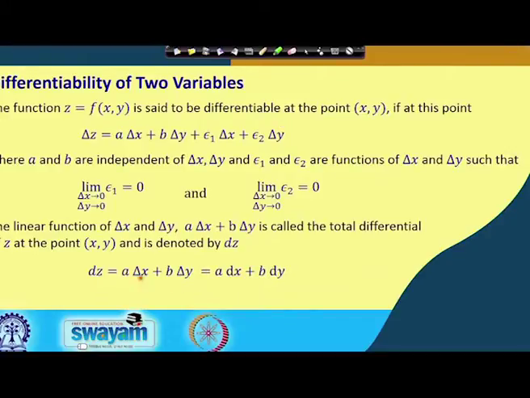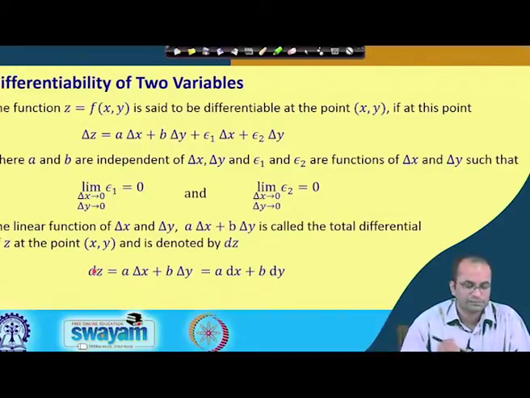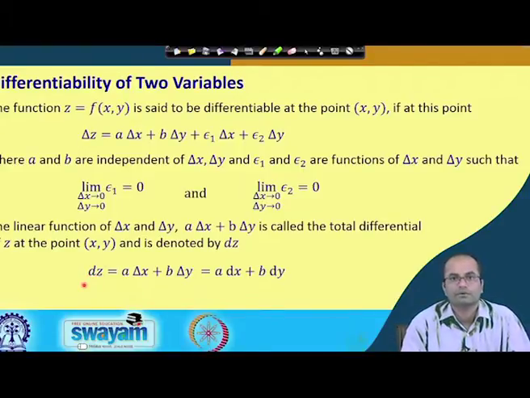We can also denote, because we observed yesterday that delta x and dx are the same because they measure the change in x. In this case, because we have two variables, delta x and delta y, or dx and dy, measure the change along the x and the y axis. While delta z is the change in the function value, dz is different, which is the change along the tangent plane. In the case of one variable, it was along the tangent line.